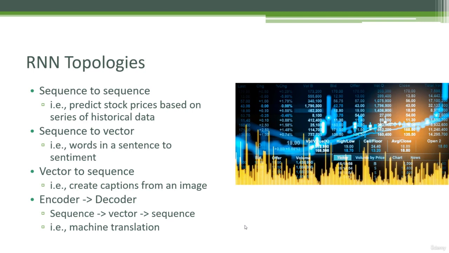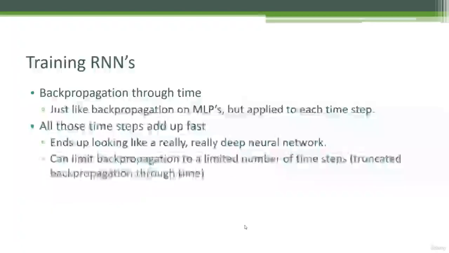You might start with a sequence of words in French, build up a vector that sort of embodies the meaning of that sentence, and then produce a new sequence of words in English or whatever language you want. That's an example of using a recurrent neural network for machine translation. So lots of exciting possibilities here.